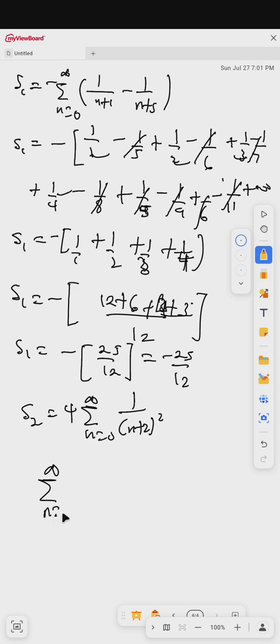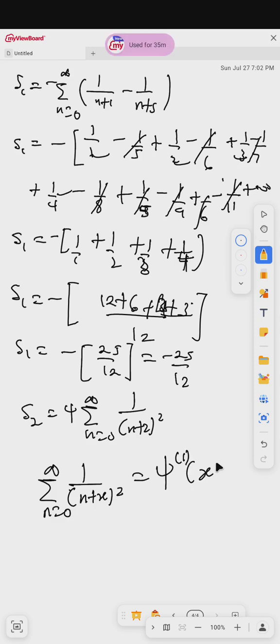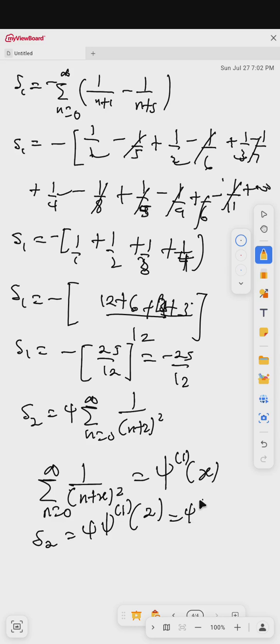We have the sum of n from 0 to infinity of 1 over (n plus x) to the power of 2. This is the same thing as the trigamma of x. Now right here x is 2, so you can just substitute x to be 2. So I'm going to have s2 equal 4 multiplied by the trigamma of 2. We know that the trigamma of 2 is a constant, which is pi squared over 6 minus 1. So we're going to have 4 into brackets pi squared over 6 minus 1. So that's the trigamma of 2, which gives us pi squared over 6 minus 1.